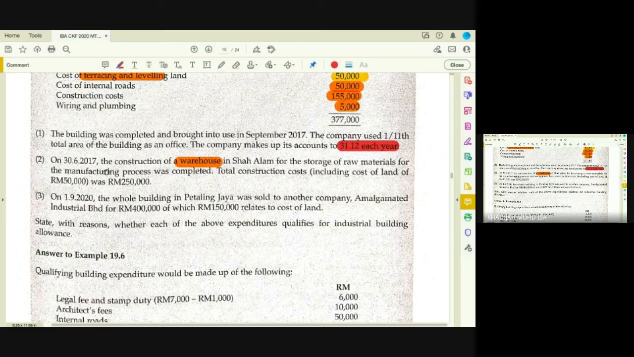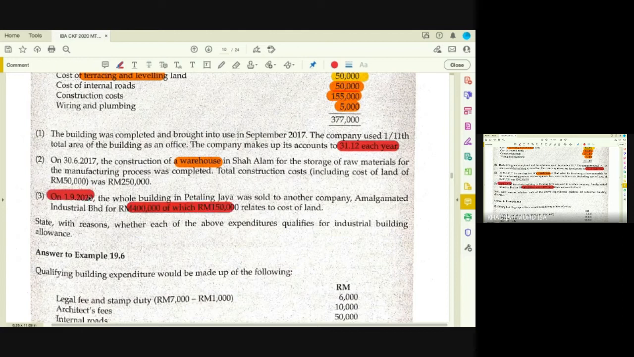And on 1st September 2020, the whole building in PJ was sold to another company, Amalgamated Industrial Berhad, for 400,000, of which 150,000 relates to the cost of land. So you have to be aware of this information.